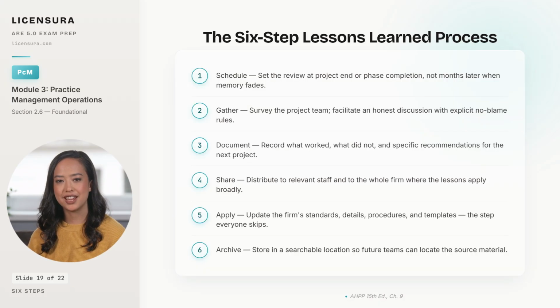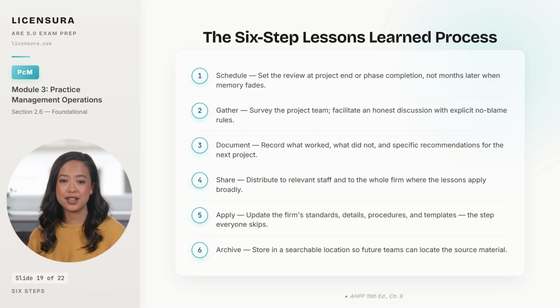6 steps, and each one builds on the one before it. Step 1 is schedule. Set the review at project end or at the close of each major phase, not 3 months later when half the team has rolled onto other work and the details have already faded. Step 2 is gather. Survey the team for written input first, then run a facilitated discussion with explicit no-blame rules. Because the moment the conversation feels like a performance review, the honest content disappears.